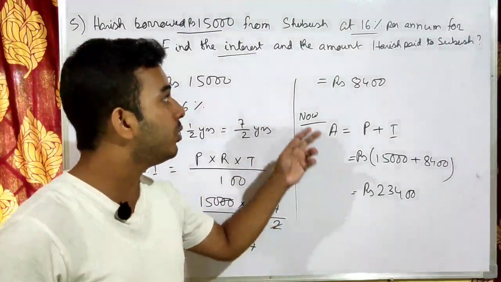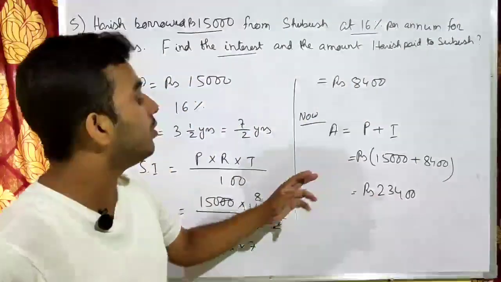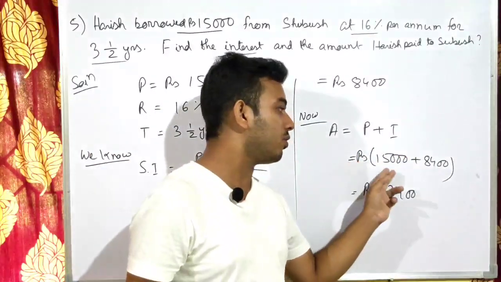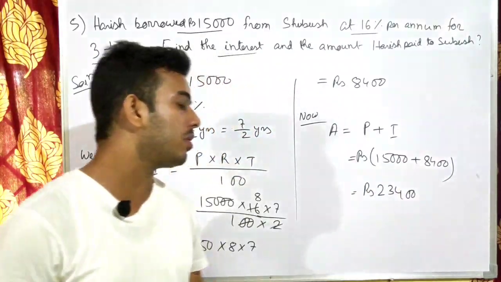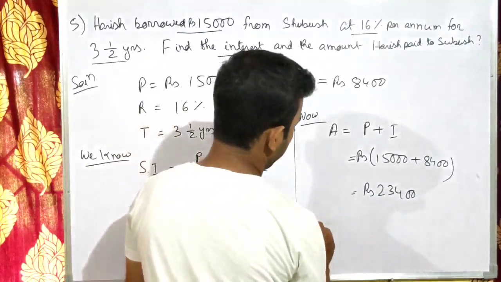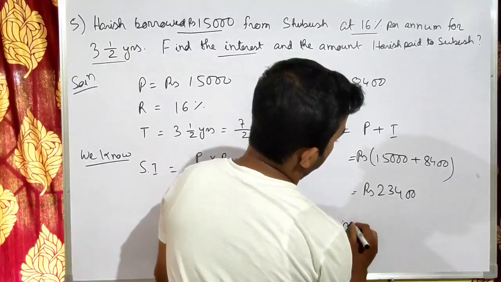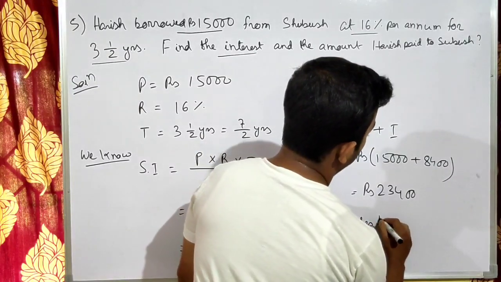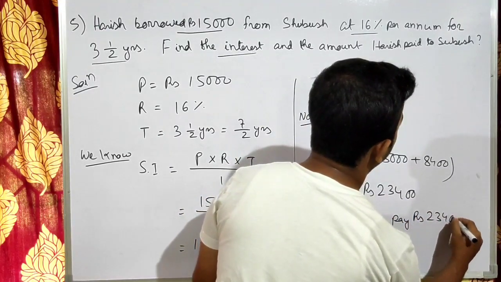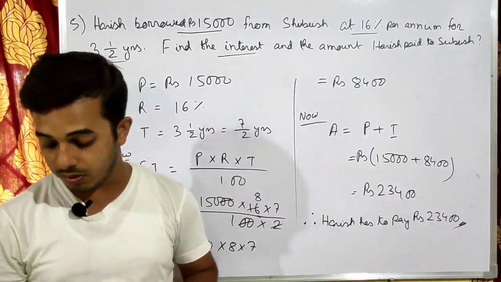Now in the question it is asked how much Harish has to pay to Subhash, isn't it? So we have to find the amount. So amount equals P plus interest. So principal is this and interest is this, and the amount is 23,400. Up to this, clear? So we write, therefore, Harish has to pay rupees 23,400. I hope you are clear. Very good.